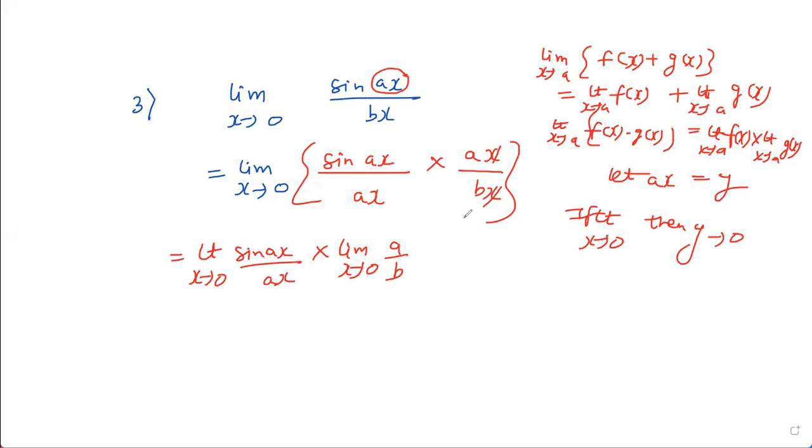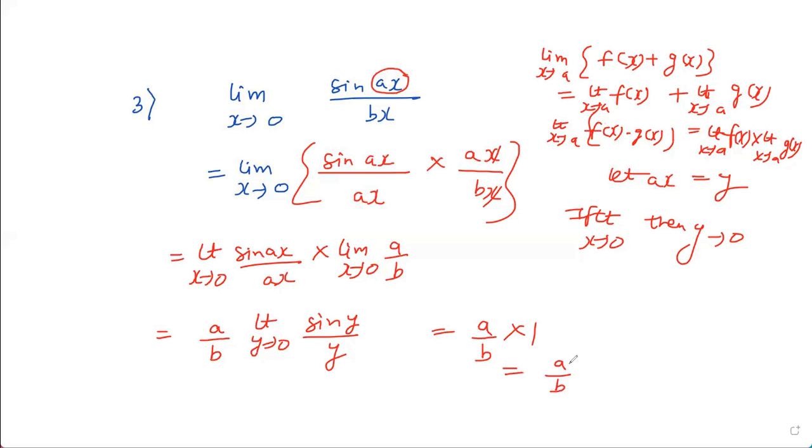Now since it's a constant, it will make no change. It's a constant, x is not going to change it. So a by b will come directly outside as a constant. And since I've assumed ax as y, this will become limit y tends to 0 of sin y by y. Always remember when you are doing this type of sums in exam, that unless and until you bring that limit in the particular form of the formula, you can't apply the limit. That you all need to show. So now this will become 1, and the final answer will become a by b.